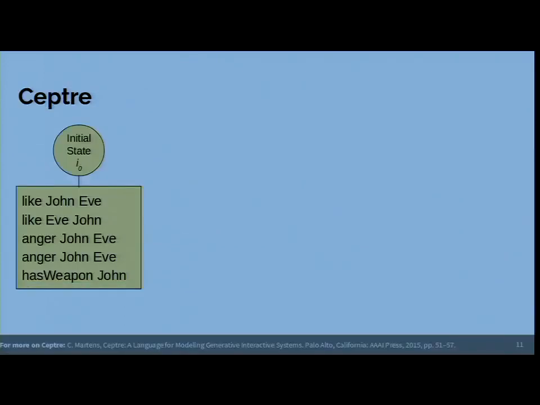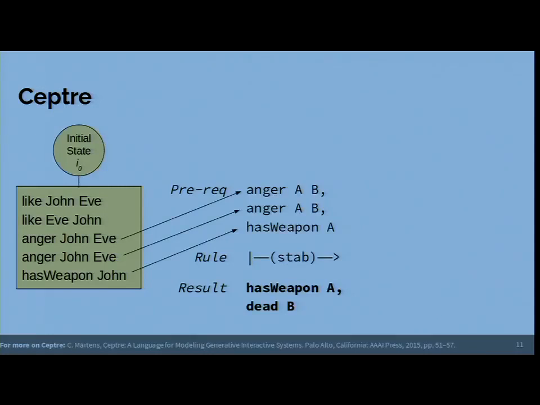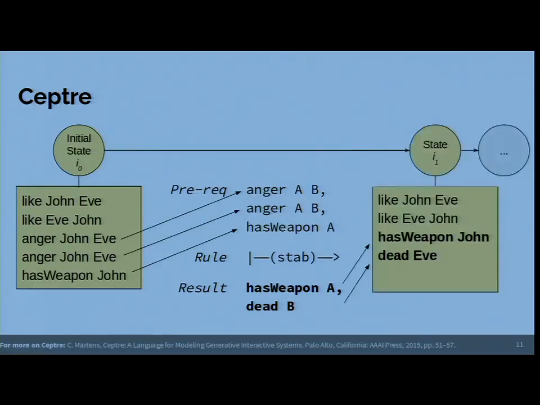What Scepter does at its core is keeping a state of predicates, like here in this example where John and Eve like each other, but John is also quite angry at Eve, and he is in possession of a weapon. So following with our murder mystery style, we can now add a rule to this. For example, a stabbing rule, wherein given a character that is very angry at another and in possession of a weapon, they can stab the other person, leading to a new state I1, wherein Eve is now dead, John still in possession of a weapon, but he's no longer angry, so that's something.